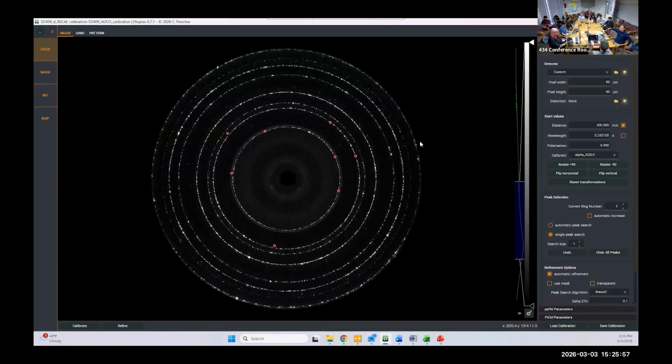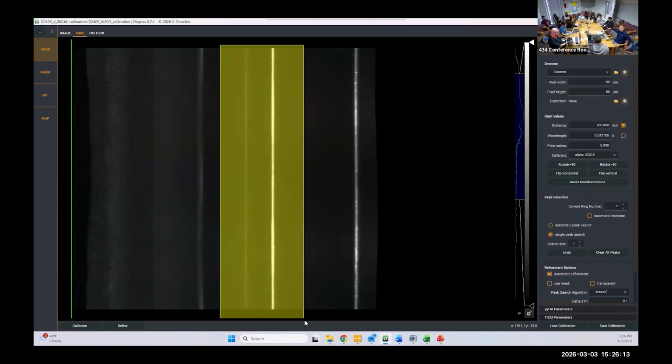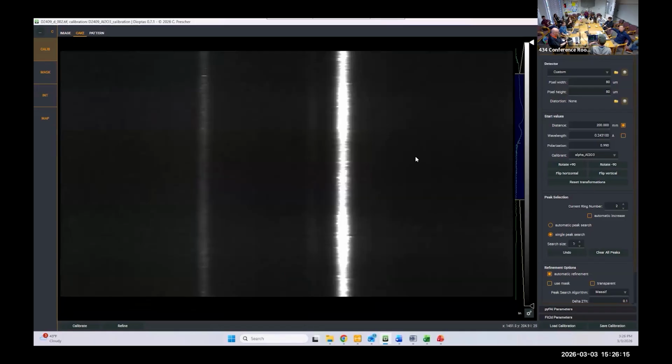So you do this before you pressurize anything. You make sure that you have a nice calibration. When you calibrate, you go to the cake pattern. I don't know why it's not showing the Al2O3 here, I would think it should, but anyway, you want to check that these lines are perfectly straight. If they're not, it means the calibration is off. Just load another file.